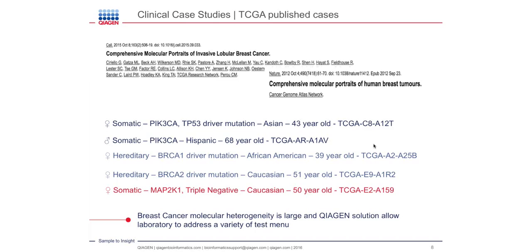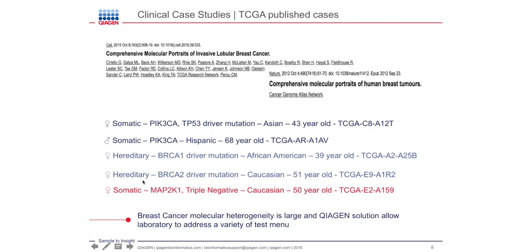So here we chose from the TCGA databases 2 cases that are somatic, where you might expect the driver mutation to be in something like BRCA1 or 2. It's actually PIK3CA that is the driver mutation in this particular case.